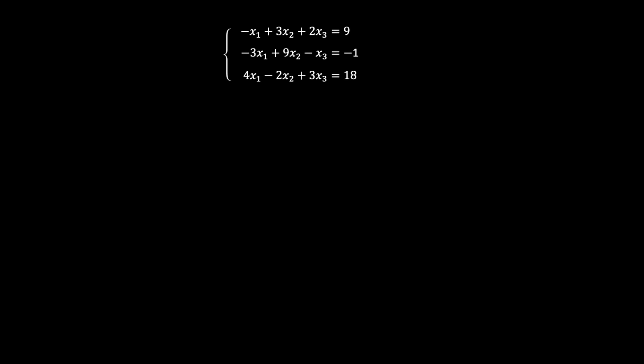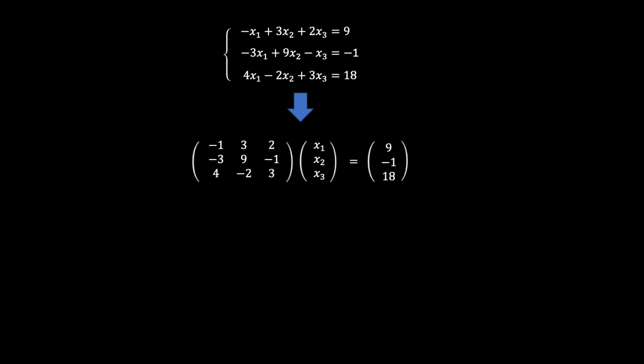Hello everyone. Today we are going to understand the linear system from the vector perspective. Let's look at this linear system example. We can rewrite the linear equation like this, where each column in the coefficient matrix are the coefficients of the unknowns in the linear system.